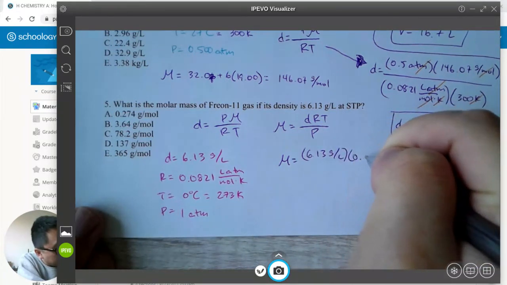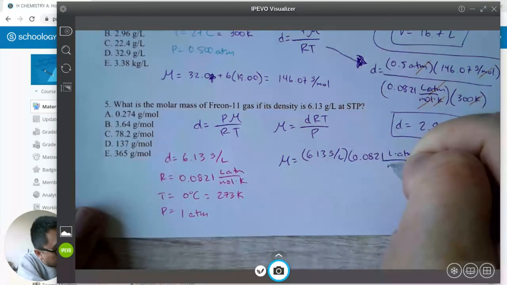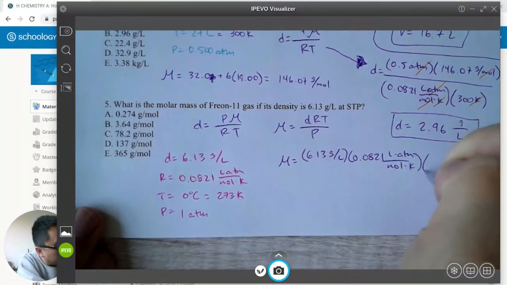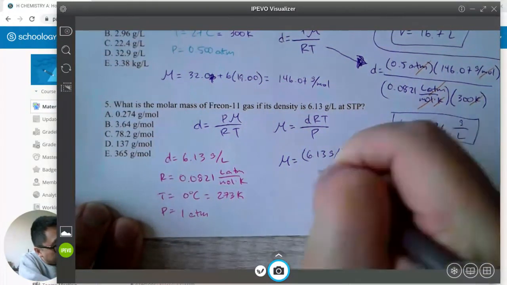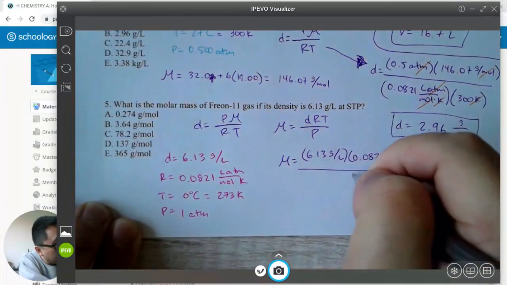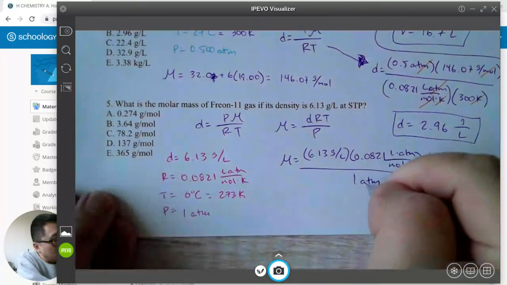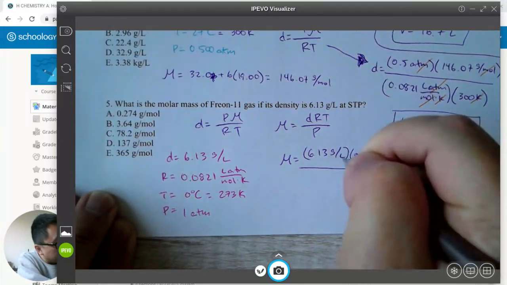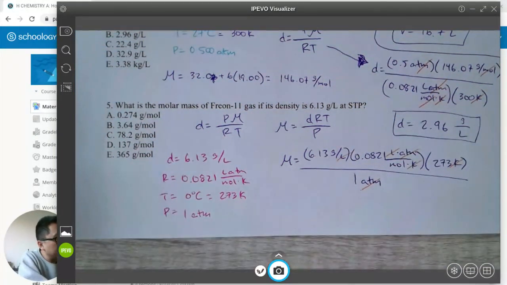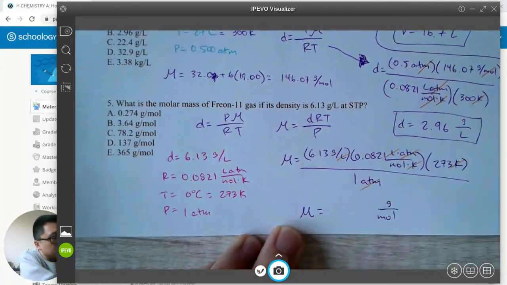R, 0.0821 liters atmospheres per mole Kelvin. Sorry if my handwriting's ugly. Temperature, 273 kelvins. All over the pressure, 1 atmosphere. And notice the units, atmospheres cancel, kelvins cancel, liters cancel, and the only thing you have left are grams per mole. Molar mass is measured in grams per mole.